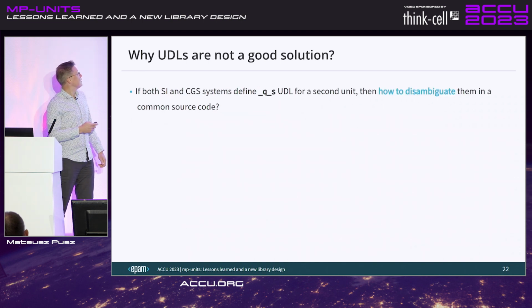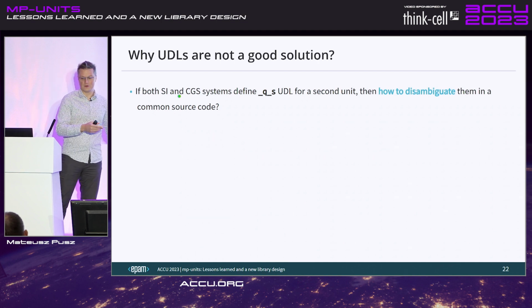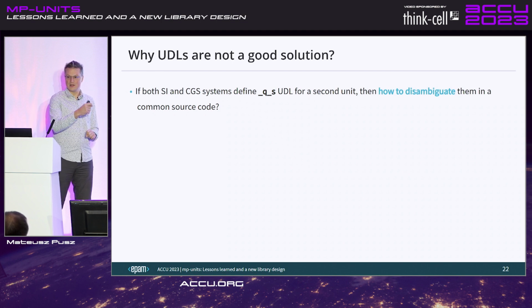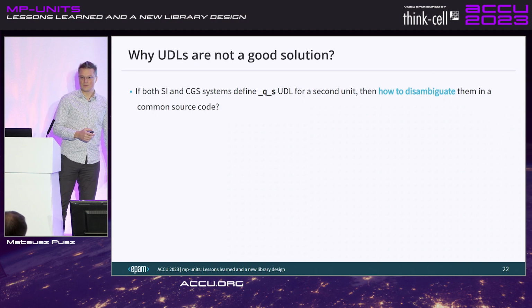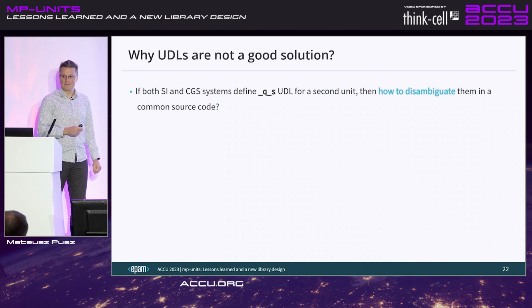Another issue with user-defined literals is that in case you have the same unit, like second, in the system of SI and system of CGS, and you want to work with both of them, how do you disambiguate the UDLs? There's no way to say, I want to use SI UDL or CGS UDL. You cannot prefix a UDL with the namespace name.